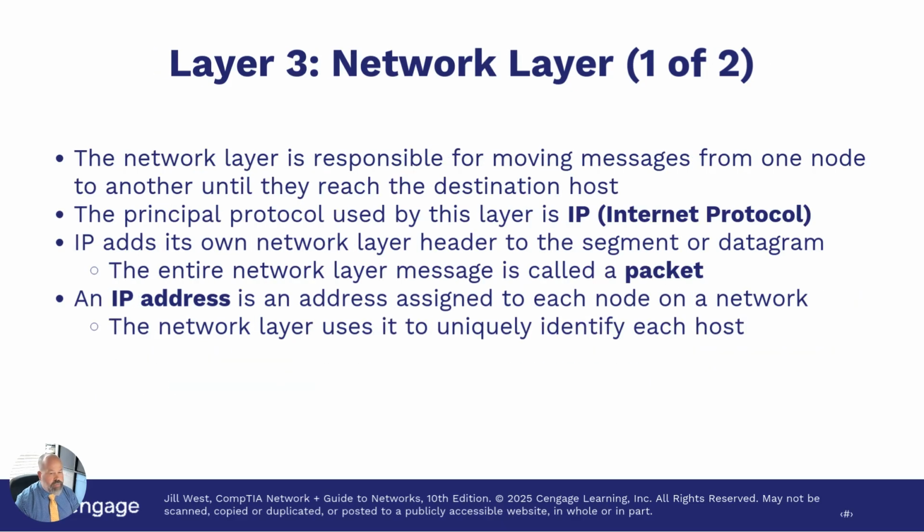The network layer moves data from one node to another across multiple networks until it reaches the destination. The star player here is IP, which stands for Internet Protocol. It adds its own header to create a packet, and then it uses an IP address to identify each device. If TCP is the mail service, IP is the address on the envelope that tells the service where to send it.